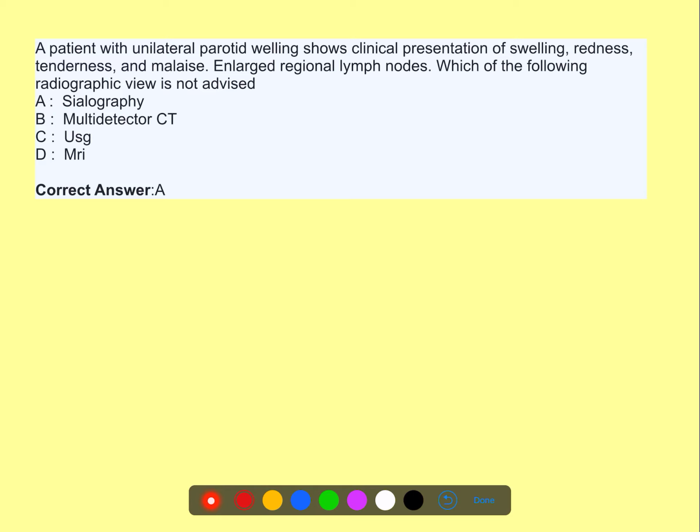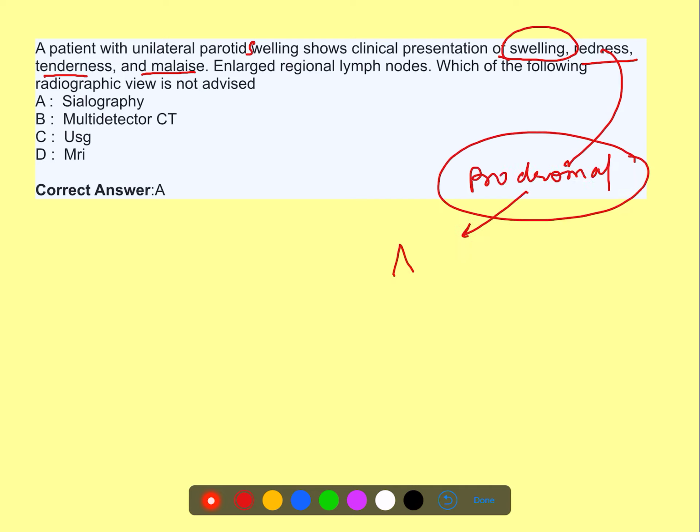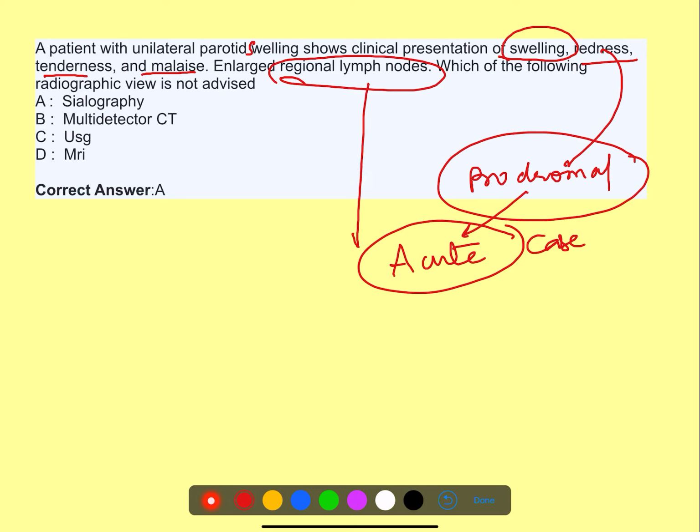Here is an application question. A patient with a unilateral parotid swelling shows a clinical presentation of swelling, redness, tenderness and malaise. Note that tenderness, redness and malaise all come under prodromal symptoms, which we mainly see in acute cases. And there are enlarged regional lymph nodes. Which of the following radiographs is not advised?